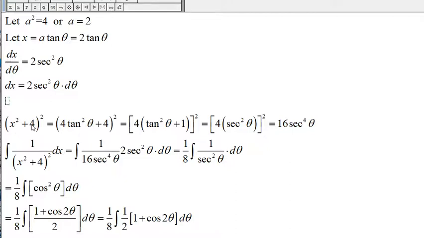x squared plus 4, where x is 2 tangent of theta. x squared will be 4 tangent squared theta. The common factor is 4, so we have 4 times (tangent squared theta plus 1). From trigonometric identities, tangent squared theta plus 1 is secant squared theta. 4 squared is 16, and secant squared squared is secant to the 4th.